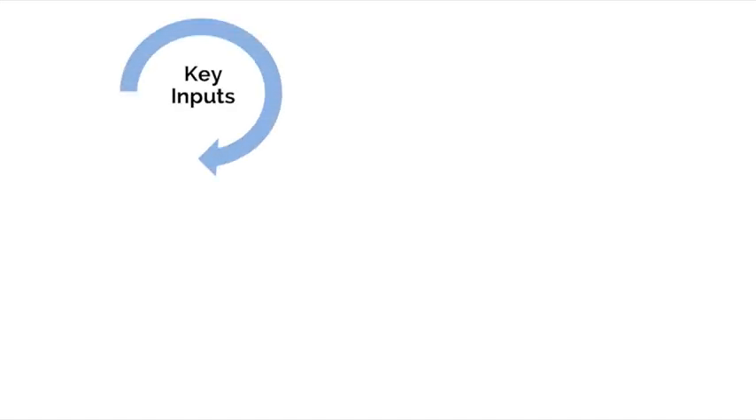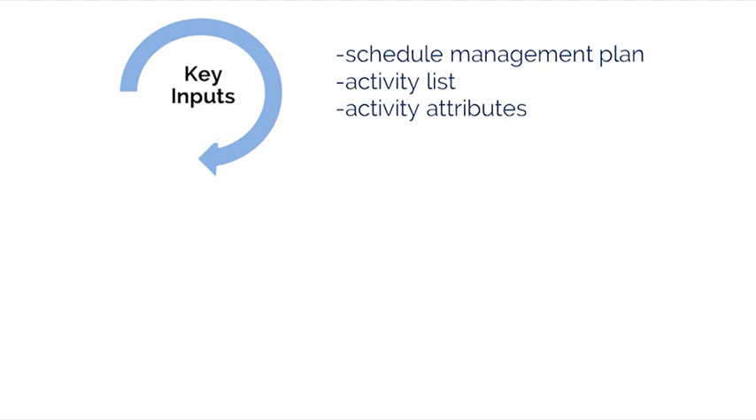The ITTOs for the Estimate Activity Resources process are as follows. Let's take a look at the key inputs for this process. The Schedule Management Plan, which identifies the level of accuracy and the units of measure for the resources to be estimated. The Activity List. It identifies the activities that will need resources. The Activity Attributes. They provide the primary data input for use in estimating those resources required for each activity in the activity list.